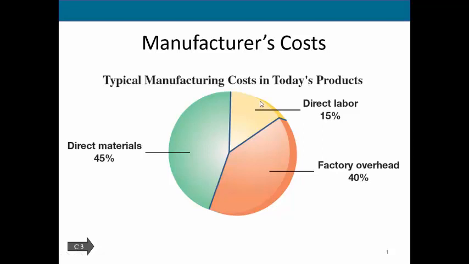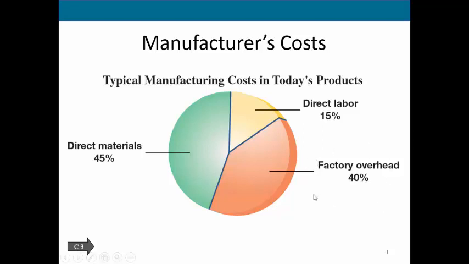I do want to note that as the world has become more automated, meaning as technology becomes better and we're using more machines to do work, we're seeing a large increase in factory overhead as opposed to direct labor. If we went back before technology had gotten as good as it has, you would have seen a much larger percentage of direct labor, and factory overhead would have been much smaller, if at all existent.